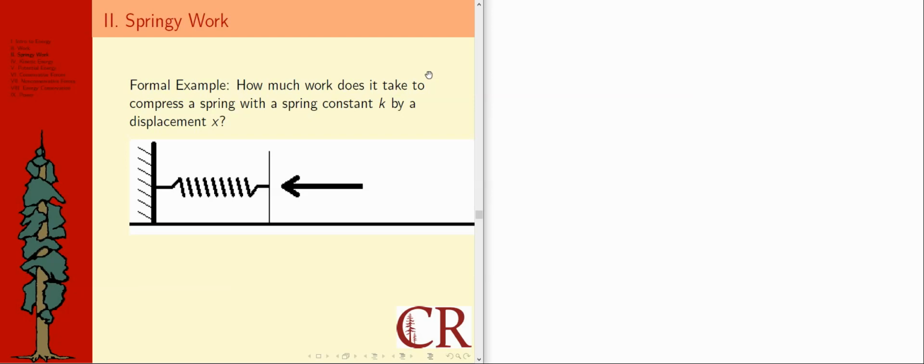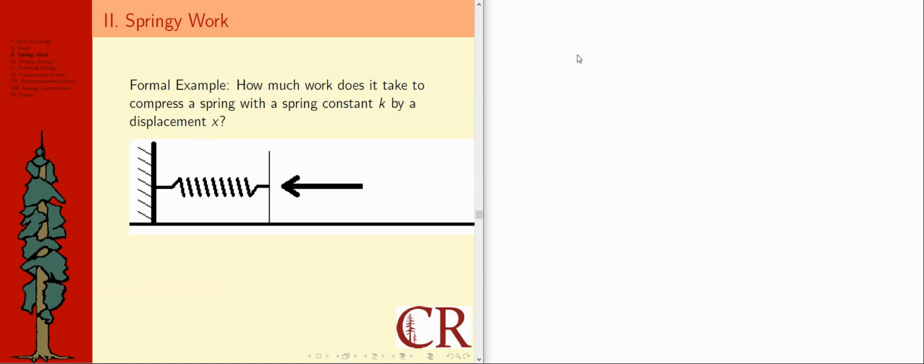How much work does it take to compress a spring with a spring constant K by a displacement X? I've drawn here a picture of a spring that's going to be compressed. That's at least what that arrow there is meant to represent. Maybe it represents the force that's going to do it. So, okay, how can we approach this?